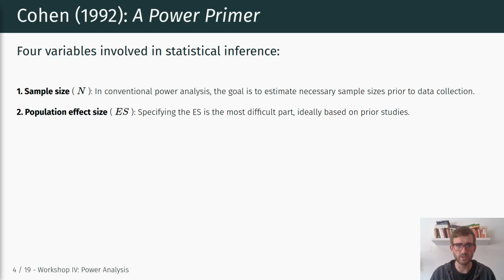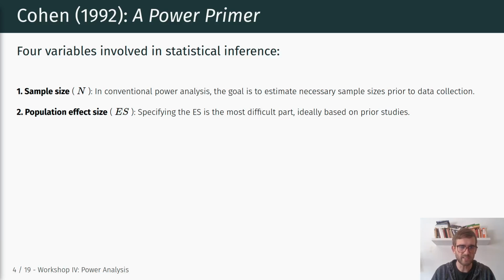The second component that is part of this relationship is the population effect size, and that's the true effect size that is the goal of our inference, right? That's ultimately the effect that we're trying to estimate and that we're trying to make an inference about. And in specifying this population effect size, we have to make an assumption about what this true effect would be in order to make a judgment as to what the statistical power is to recover this effect given a specific sample size, right?